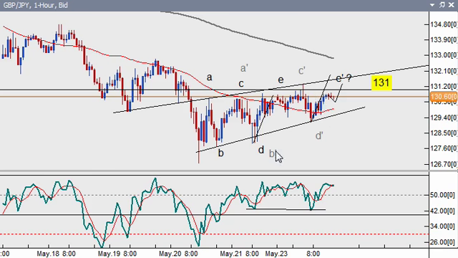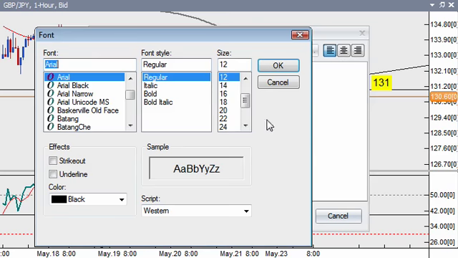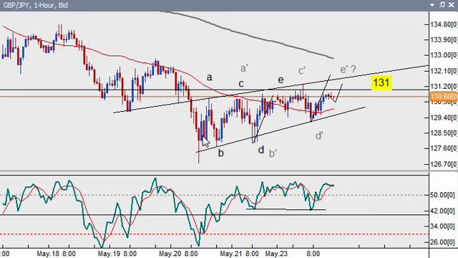So here are the alternatives, which I made in gray. A, B, C, D, and one more swing up, it might break the 131 level. As we've seen, our highs are getting higher and higher. This is sort of a diagonal triangle going up here, possibly to the 132 area before we see further decline.